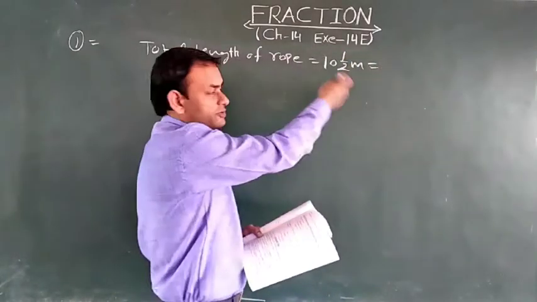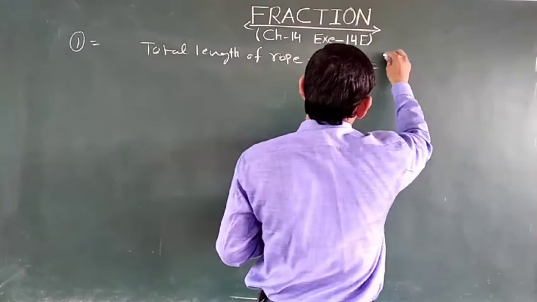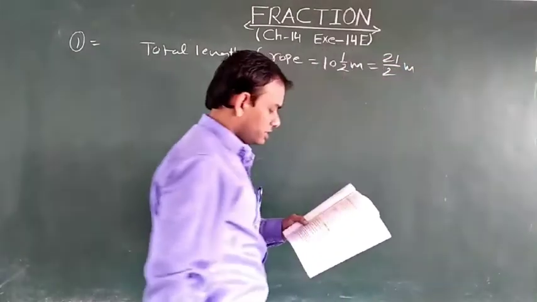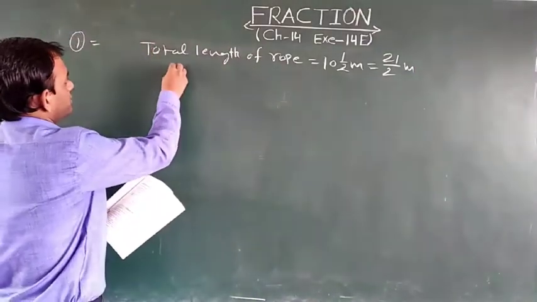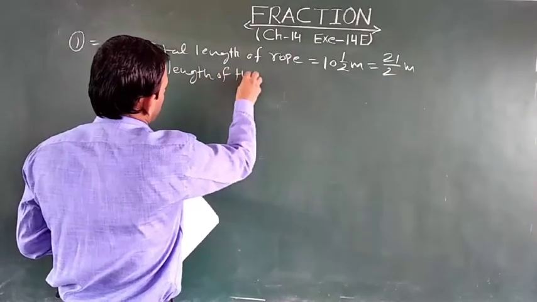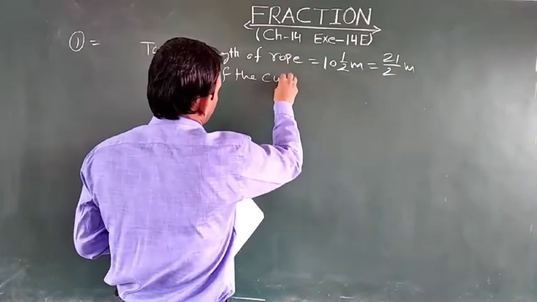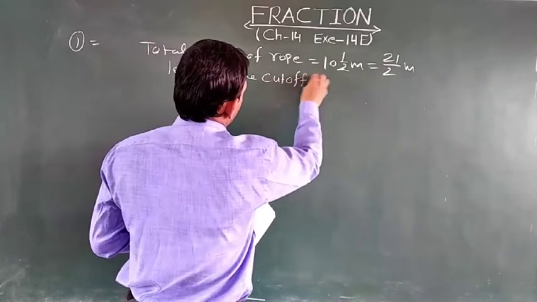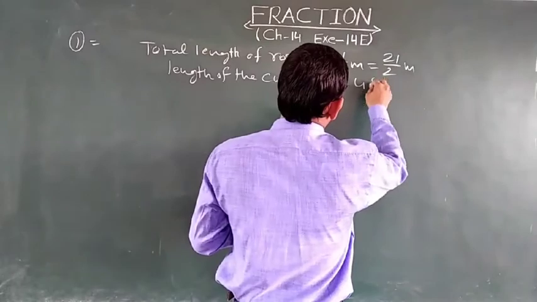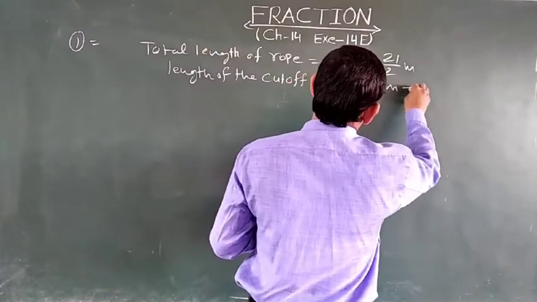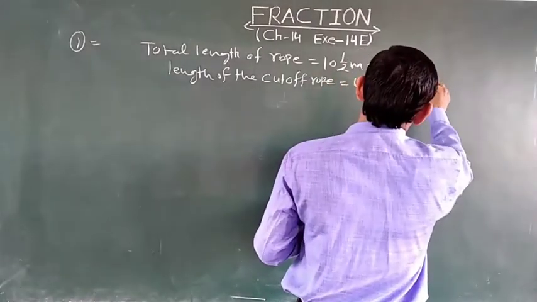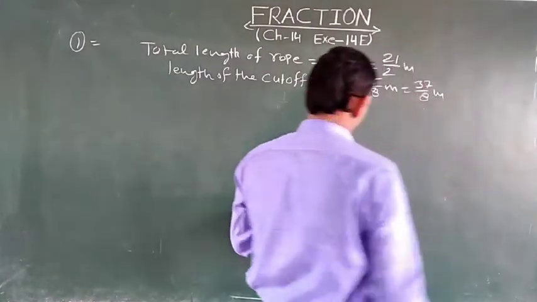This is a mixed fraction. I will change it into the improper fraction, so it will be 21 upon 2 meter. Okay. And the length of the cut-off rope is equal to, given, 4 whole 5 by 8 meter. Again we will change it into an improper fraction, so it will be 37 upon 8 meter.